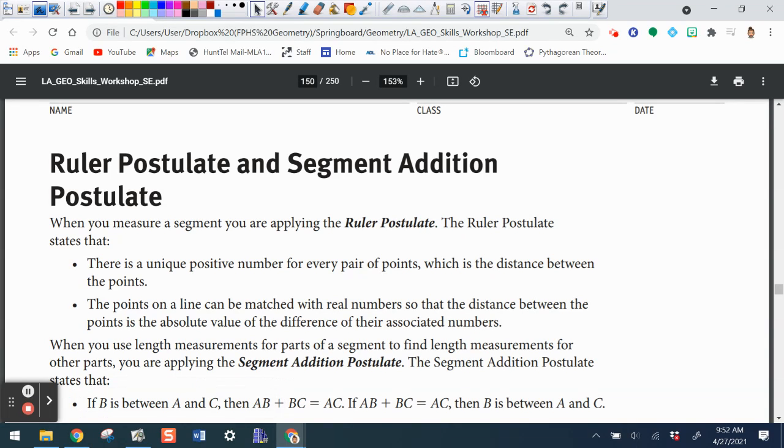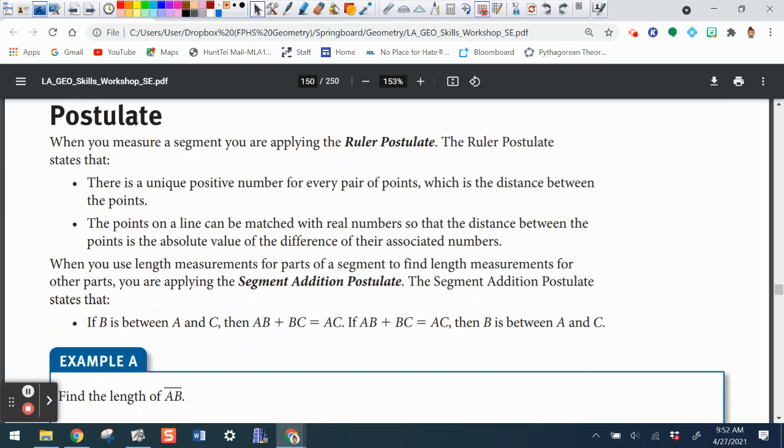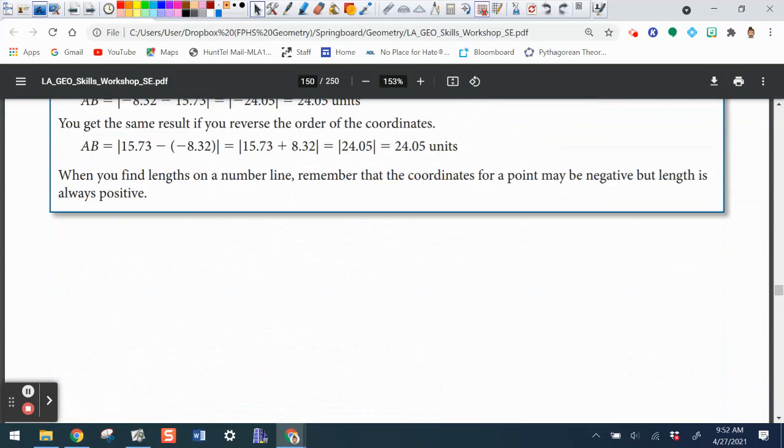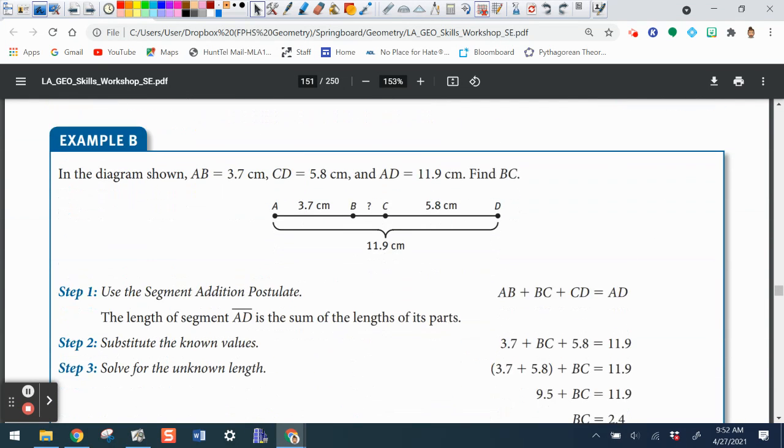Well, hello and welcome to skill lesson 17, none other than the ruler postulate and segment addition postulate. These two postulates are very much connected, dare I say even correlated postulates. And remember, a postulate is something that is accepted as true without proof. So we're going to look at two postulates today, the ruler postulate and segment addition. And again, they are very much connected here. So as always, we're going to jump through these examples and move right on to the practice.